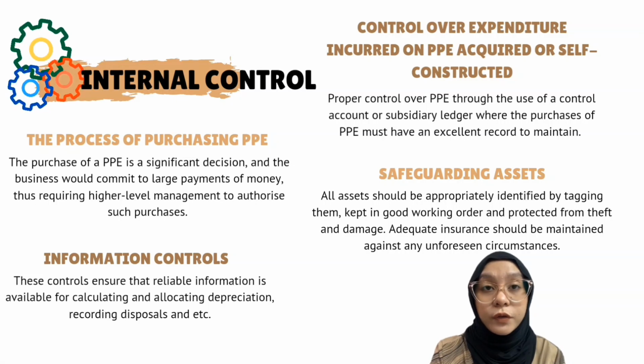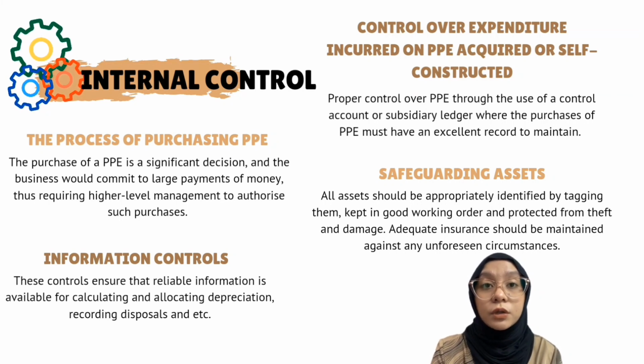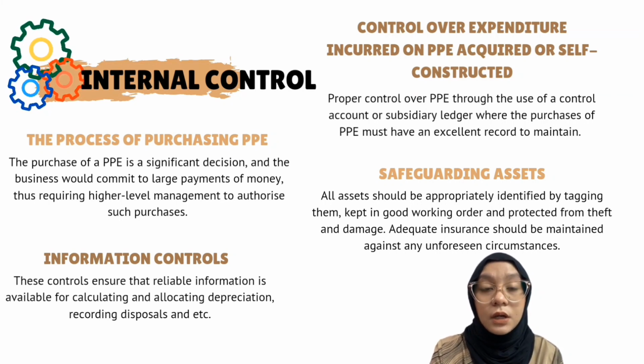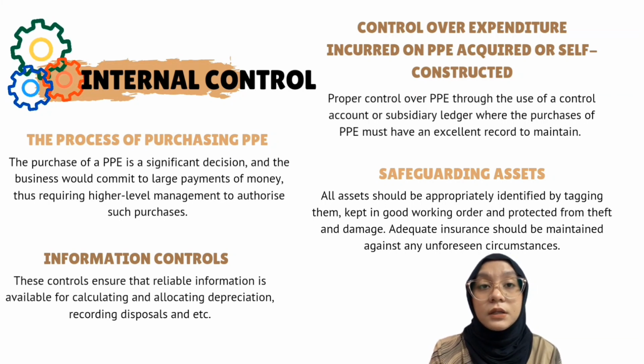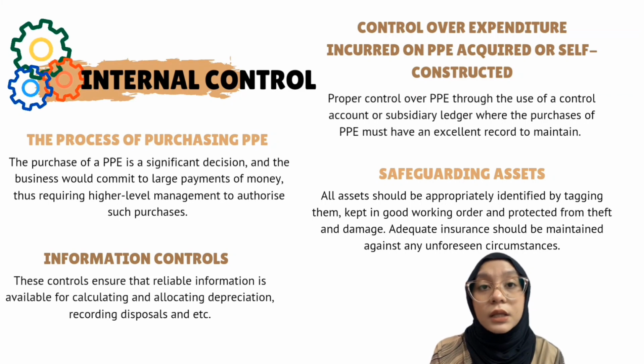Thirdly, control over expenditure incurred on PPE acquired or self-constructed. Proper control over PPE through the use of a control account or subsidiary ledger, where the purchases of PPE must have an excellent record maintained. For example, this method ensures that amounts expended do not exceed the amount authorized and controls the allocation of expenditure between capital and revenue.